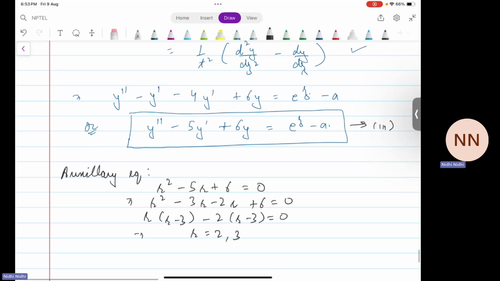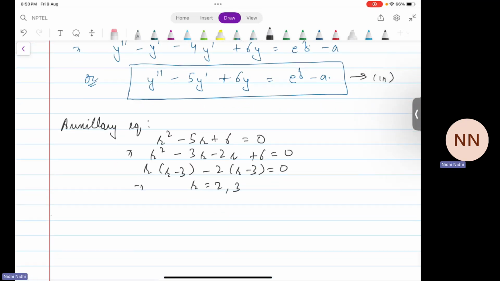So the complementary function y_c is equal to C1 e to the power 2, not x, we were working with the variable z. C1 e^(2z) plus C2 e^(3z). So our next aim is to find the particular solution.